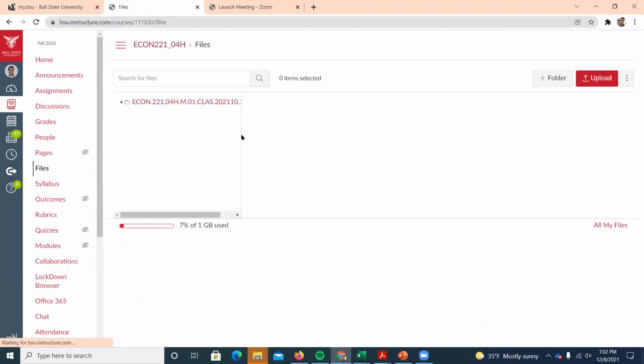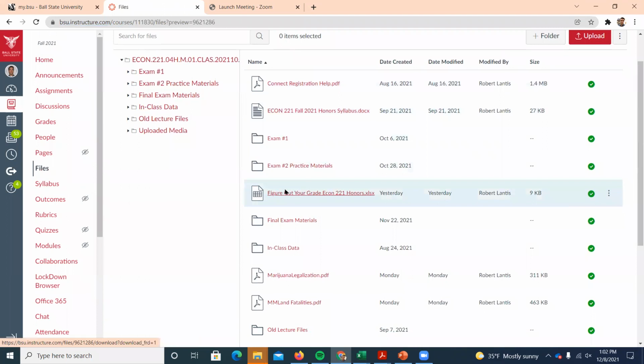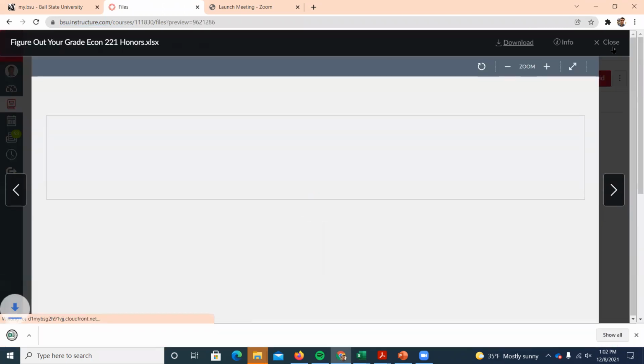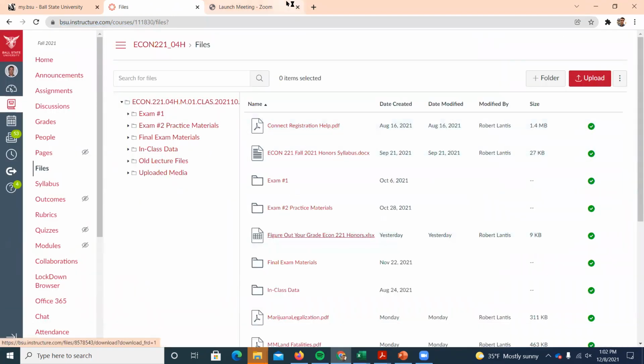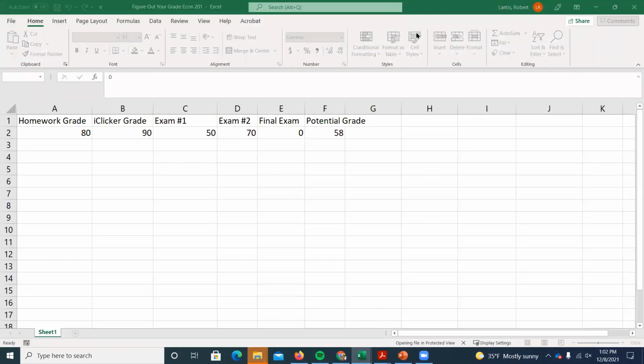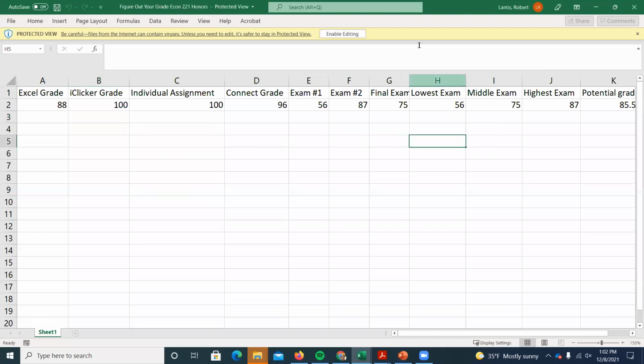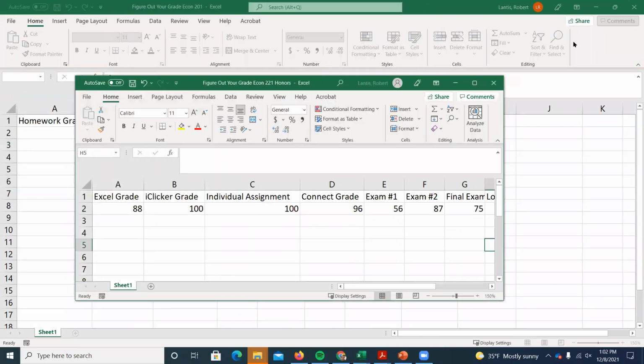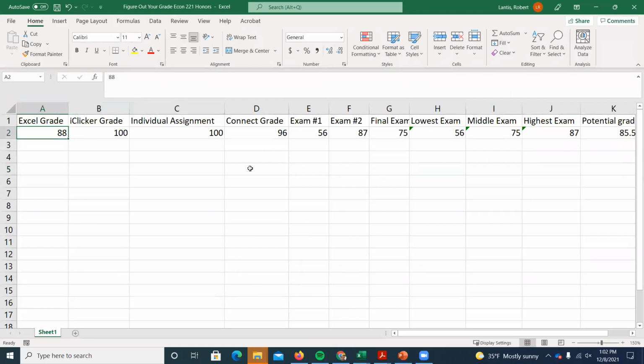I then put up this file, which is called Figure Out Your Grade. Download that and take a look at it. You basically put in whatever your grades are. I put in a hypothetical person here. They got all the iClicker points, individual assignments, Excel, Connect grade, and 2 exam scores.